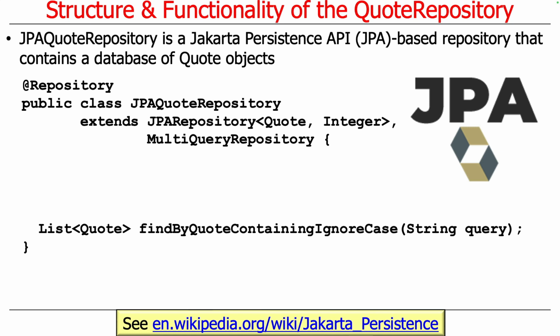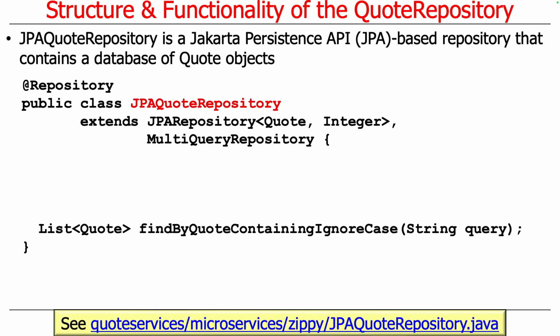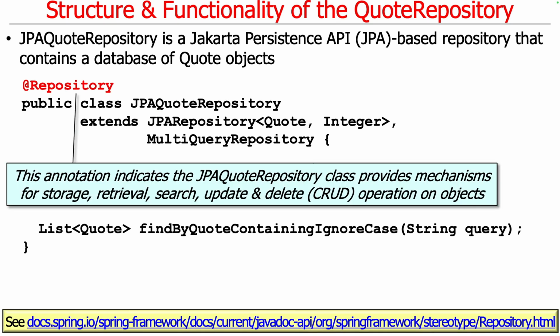We're now going to talk about what those annotations mean shortly, and you'll see how this all works. So what we're going to do is implement a class called JPA Quote Repository, and that's annotated as a repository. That tells Spring that this class will automatically obtain the mechanisms to store, retrieve, search, update, and delete, the so-called CRUD operations, which I always thought were pretty funny. CRUD stands for create, read, update, and delete on objects or rows in the database.